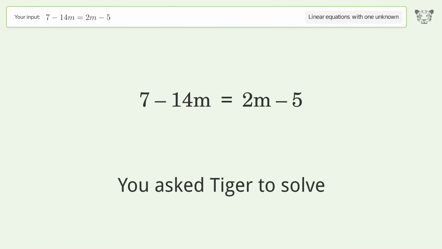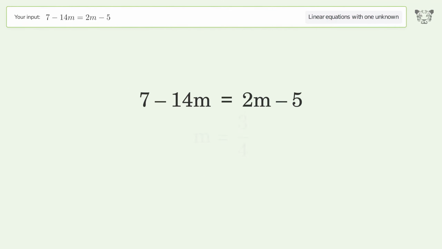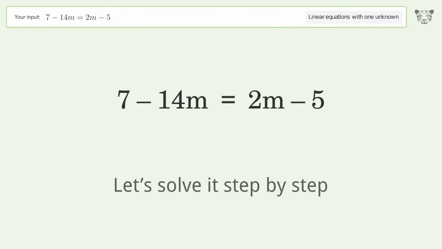You ask Tiger to solve. This deals with linear equations with one unknown. The final result is m equals 3/4. Let's solve it step by step.